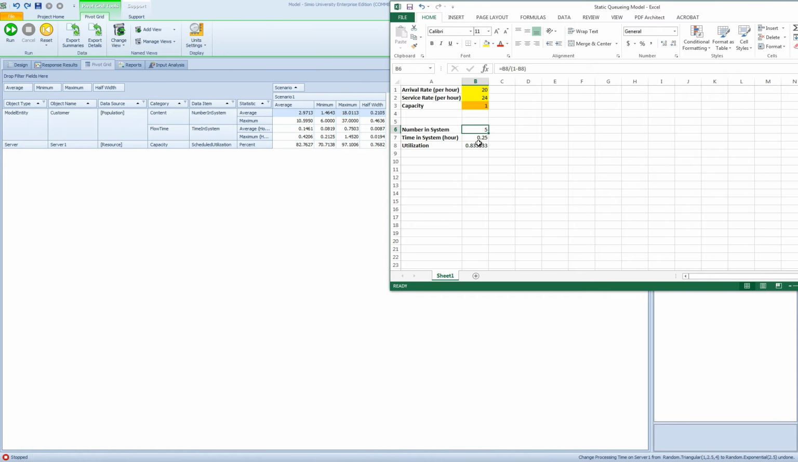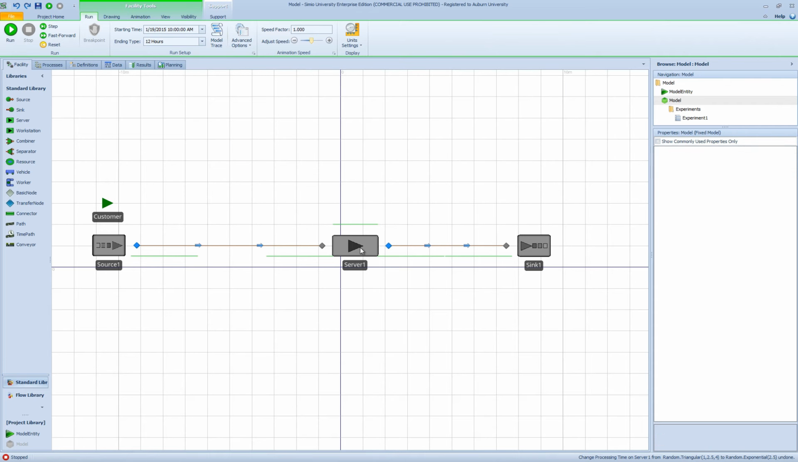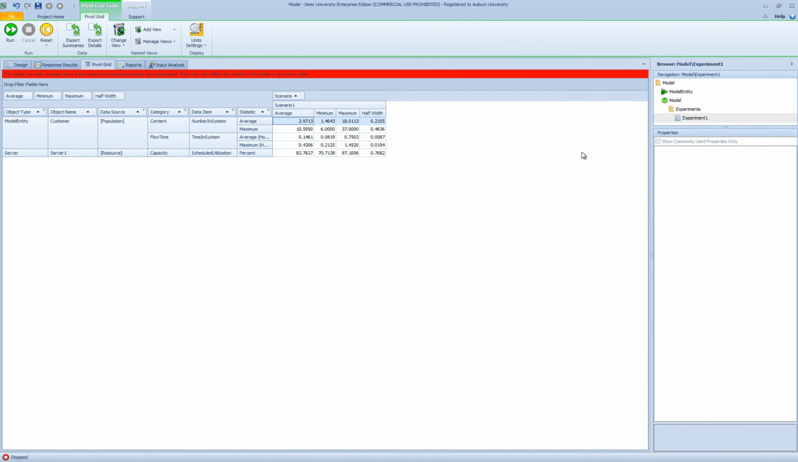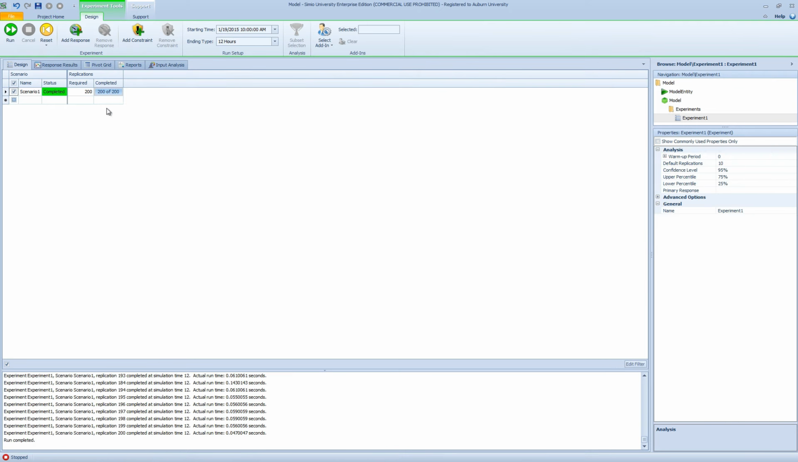Secondly, the assumption of the queuing analysis is that everything is exponentially distributed. So the first thing that I need to do is to change the distribution of my processing time to exponential with the same mean value. And also, I need to go to my experiment properties and run my model for a longer time.